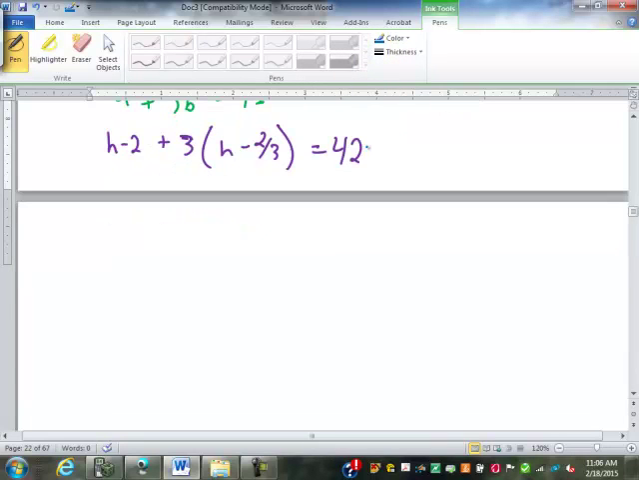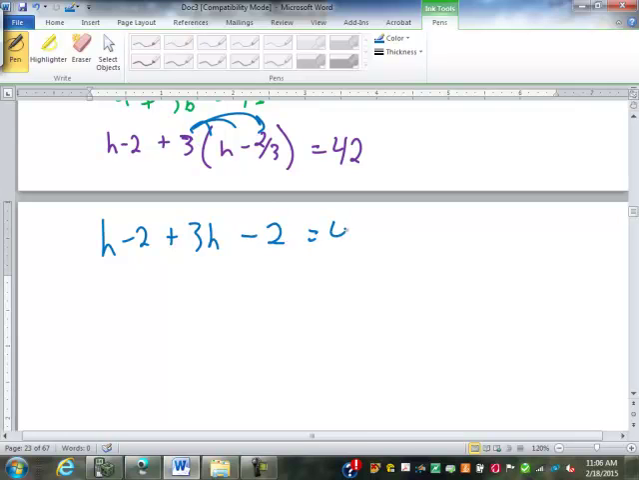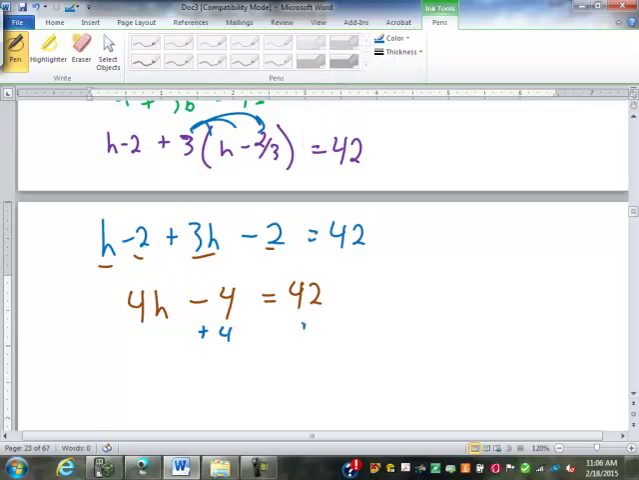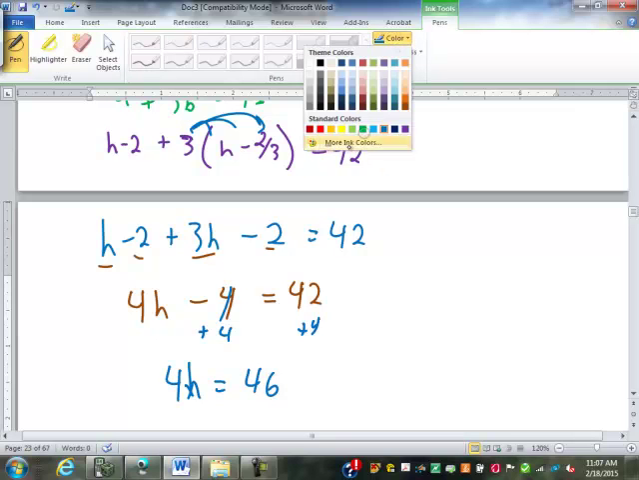So now we can solve this for H. It's just a linear equation. This is still H minus 2. Here we have to do the distributing. So 3 times H is 3H. 3 times negative 2/3 is a negative 2. H and 3H make 4H. Negative 2 and negative 2 make negative 4 equals 42. Adding 4, 4H equals 46. Dividing by 4.